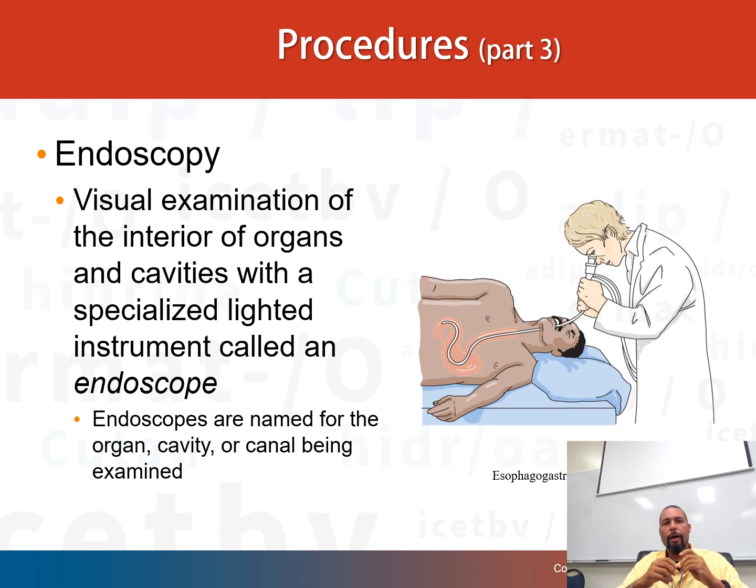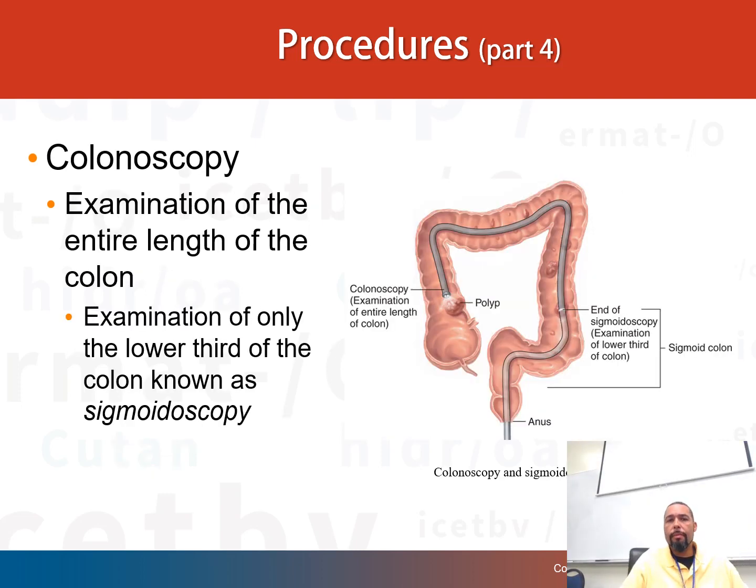You also have endoscopy, which is a visual examination of the interior of organs and cavities with a specialized light instrument called an endoscope. Endoscopes are named for the organ, cavity, or canal being examined. Okay. The colonoscopy. This is an examination of the entire length of the colon. It is an exam that is used to look for changes such as swollen or irritated tissues, and a lot of times it's also used to identify cancerous polyps throughout the colon.